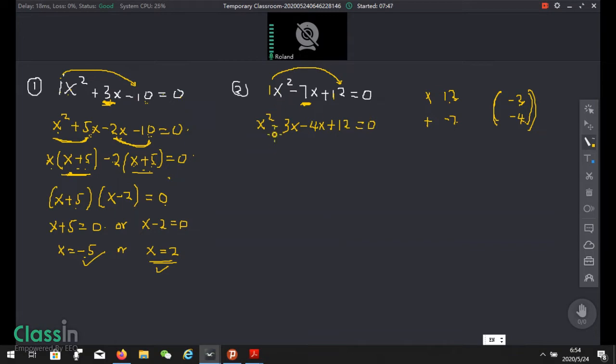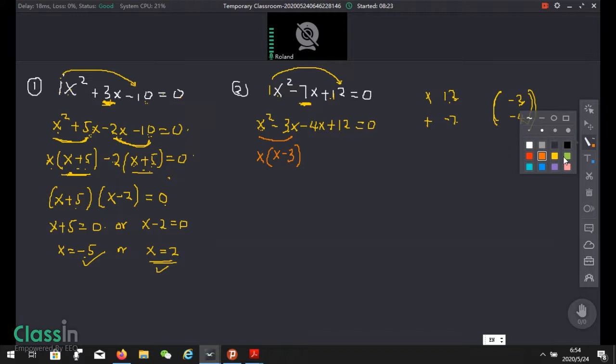We can see these two equations are the same because this is x squared, this is x squared, this is negative 7x, and negative 3x minus 4x is negative 7x, plus 12 equals 0. So nothing has changed from the original equation. Now we can factorize. If we take the first two terms, x is common to both, so we can factorize x out. If we take x out, we have x minus 3.